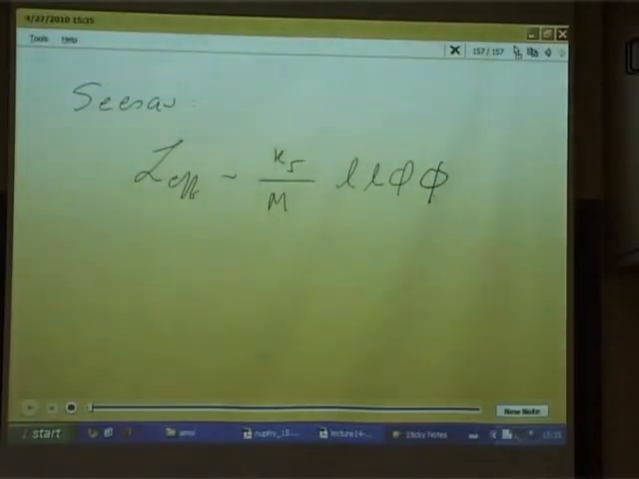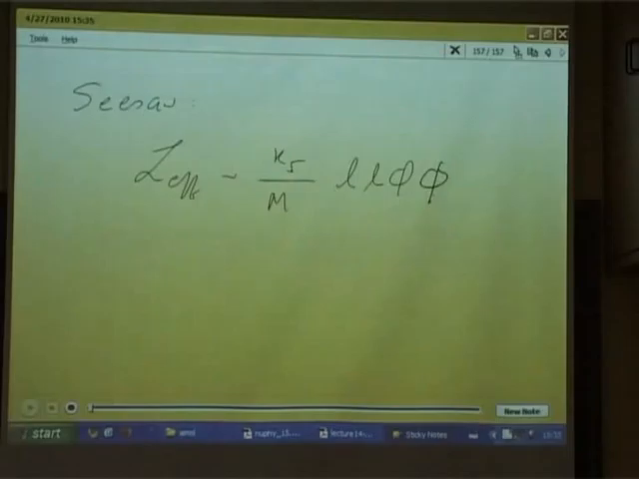Type 1 was when your intermediate state was N R. Type 2 when you had this sigma. I'm sorry, type 3 when you had the sigma. And type 2 when you had this delta. So these are the 3 main seesaw mechanisms.